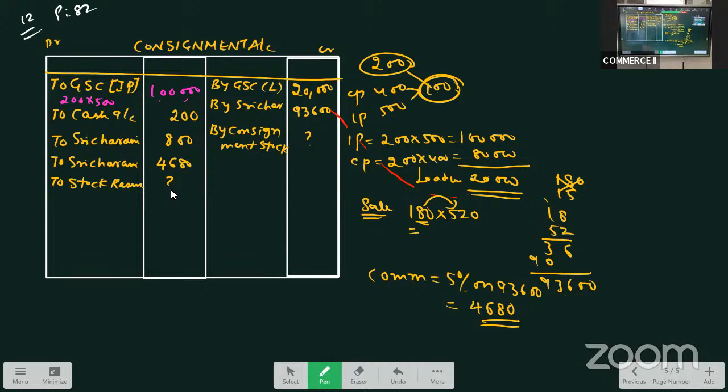What is the invoice price? 500. And what is the unsold stock? 200 minus 180. Out of the total 200 boxes, 180 boxes are sold, so 20 boxes are unsold. We are doing the valuation of 20 boxes first at invoice price, then at cost price.